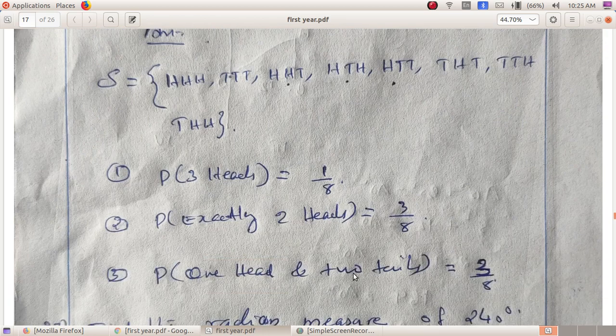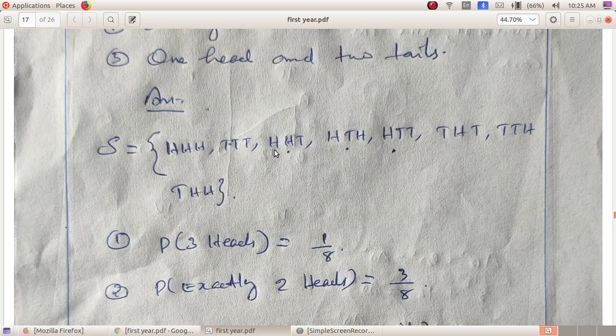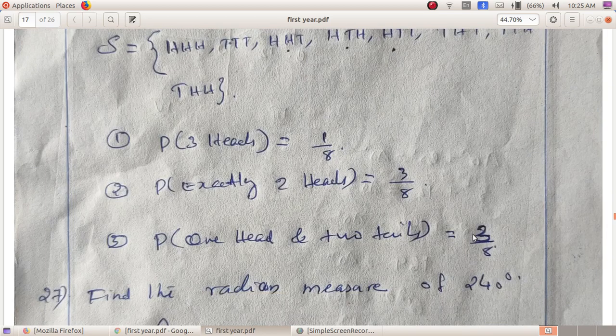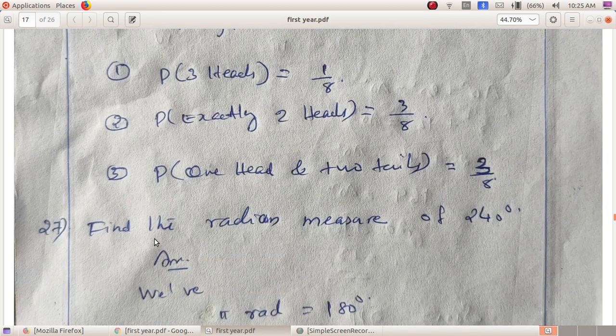Probability of 1 head and 2 tails. 1 head and 2 tails. This one. Also 3 by 8. Find the radian measure of 240 degree.